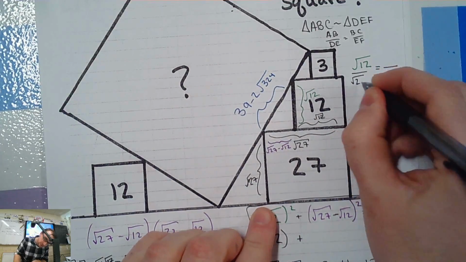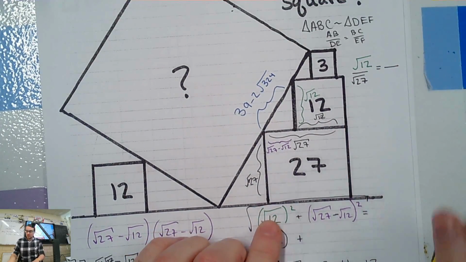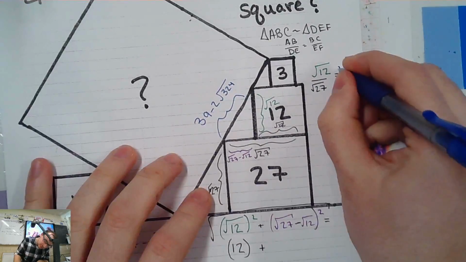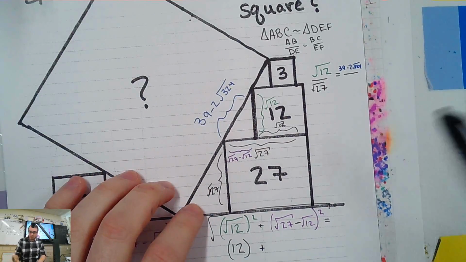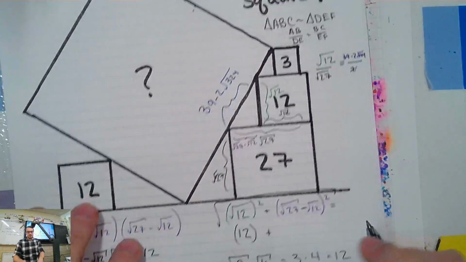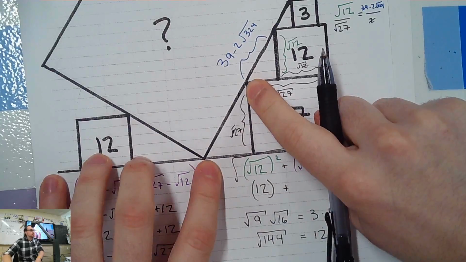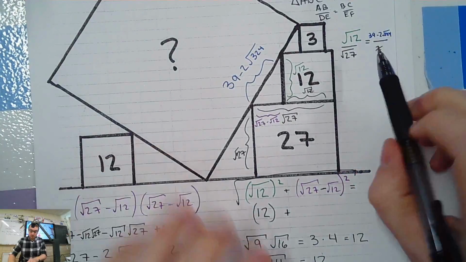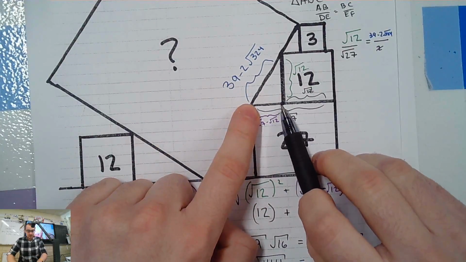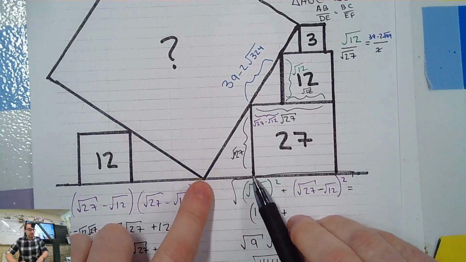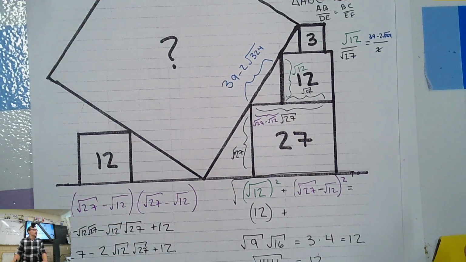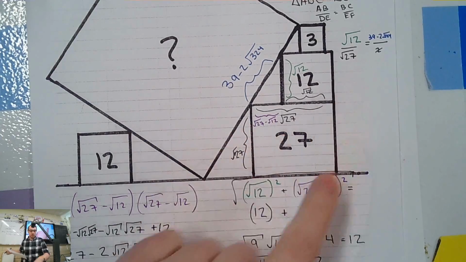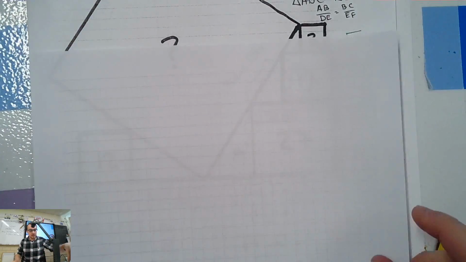So root 12 is to root 27 the same way that 39 minus 2 root 324 is to, we don't know, x. That bottom line, or that hypotenuse. Now, we could have done it as well: root 12 is to this, as root 27 is to this bottom. But I figure why not just go and get the hypotenuse? I'm going to write this out bigger. I'm going to try and find this hypotenuse. We'll call it a day, and I'll leave you at that.